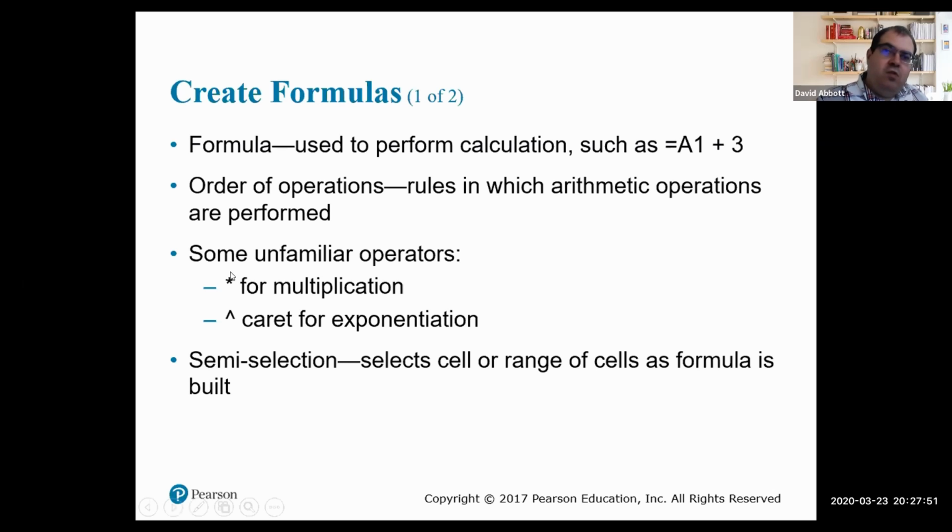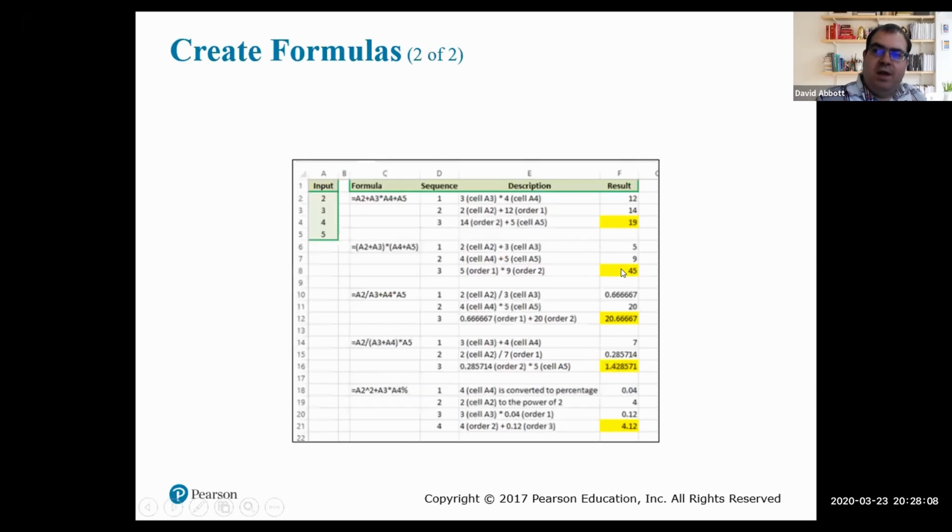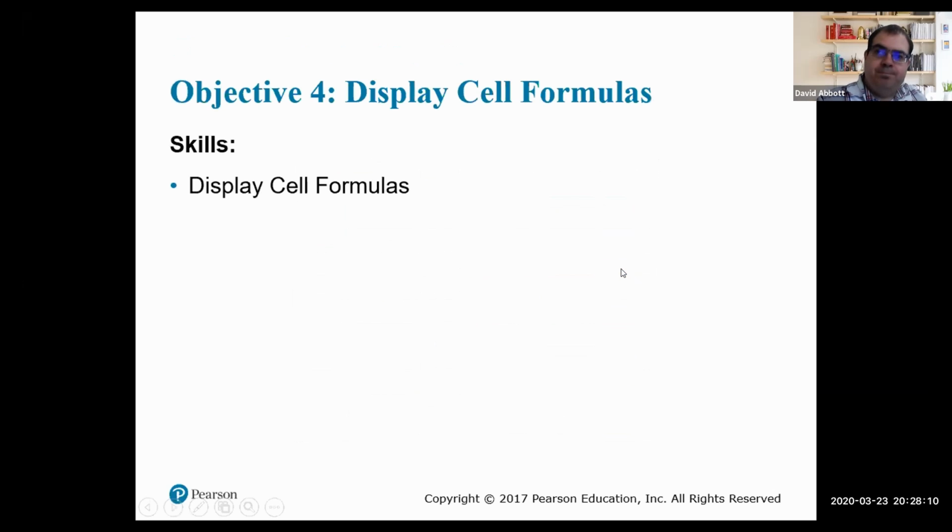And then just a note too, you will have the asterisk, which is the star, and you use that for multiplication. The caret, you use that for dealing with exponents, okay? And then with point-and-click selection, you can select a cell or ranges of cells as the formula is being built. You'll see this on page 413 if you have your book, and I'm actually going to go over that again.